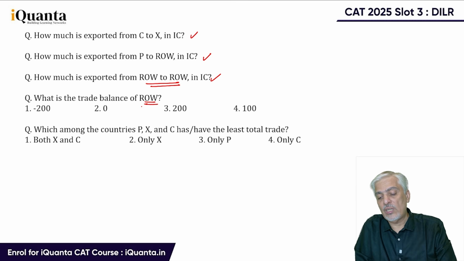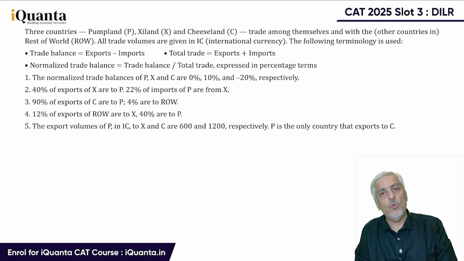Trade balance for ROW, positive or negative, we'll have to check that. And which among the following countries has the least total trade? So more or less, if I use all those 5-6 points completely, I should directly get all the data. So I'll just tell you what I decided to do.